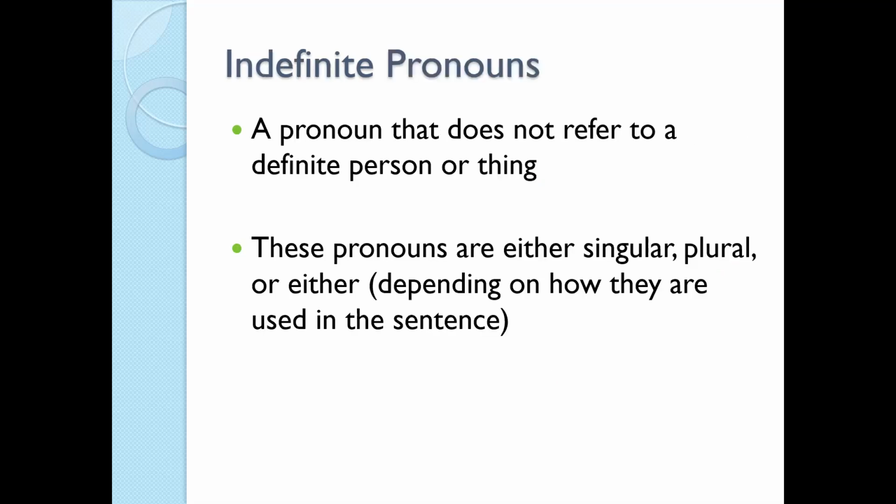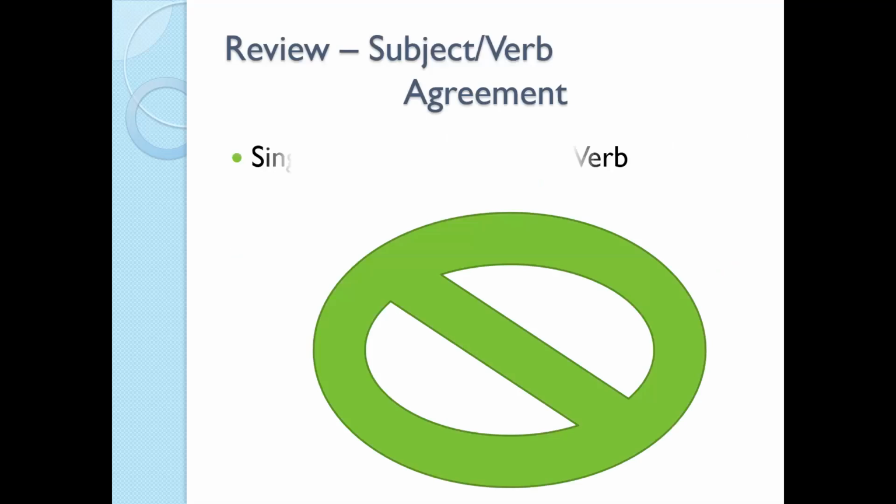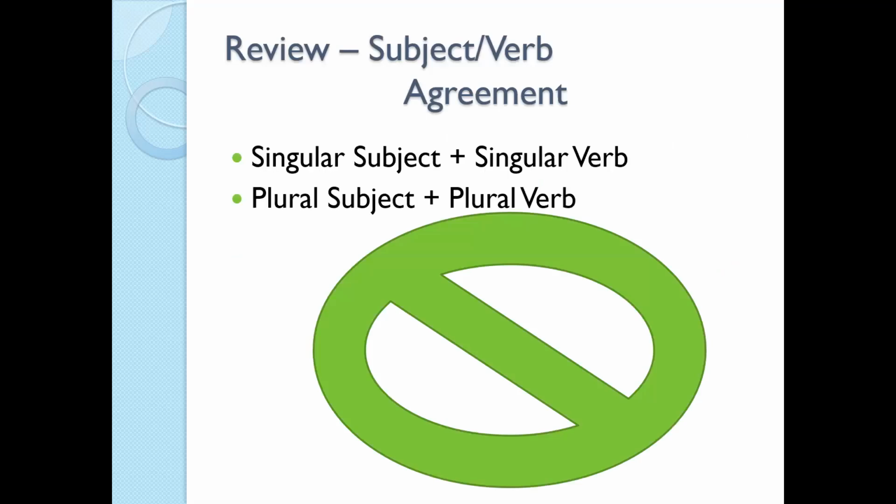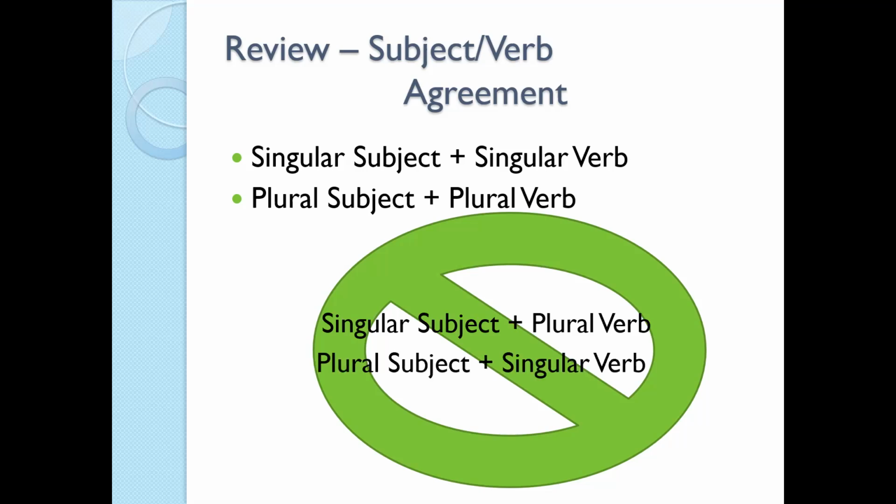All right, the next part of pronouns are indefinite pronouns. An indefinite pronoun is a pronoun that does not refer to a specific person or thing. So basically, if you're looking at subject-verb agreement, this is the general rule. If you have a singular subject, you take a singular verb. If you have a plural subject, then you take a plural verb. We know this, and what usually sounds right to our ears is grammatically correct. You would never put a plural verb with a singular subject, and you would never put a singular verb with a plural subject. Okay, they have to be the same.